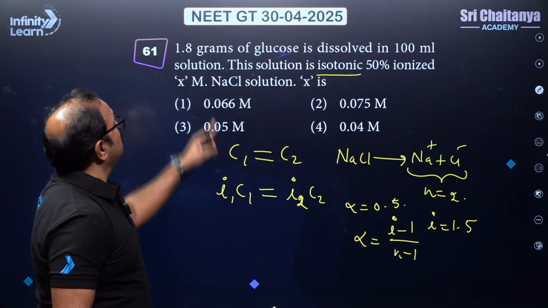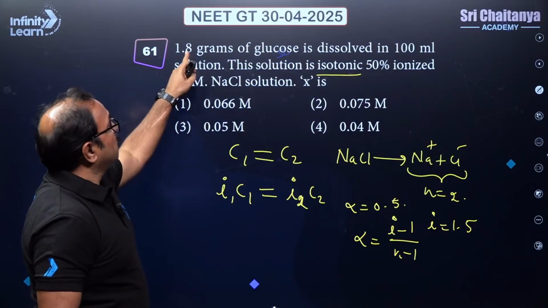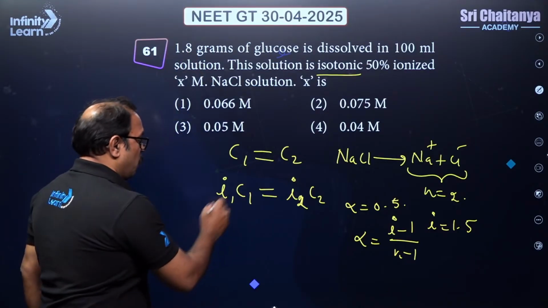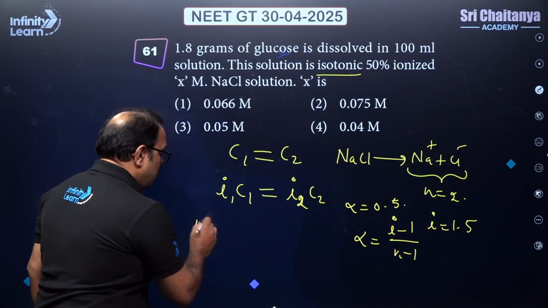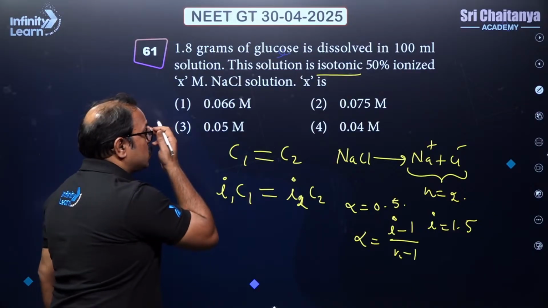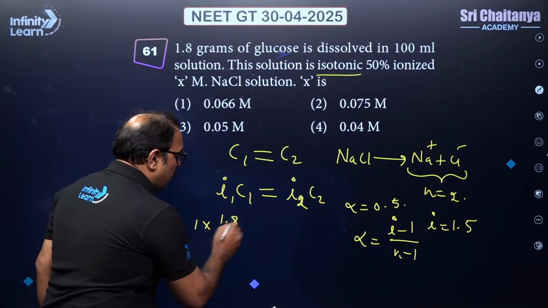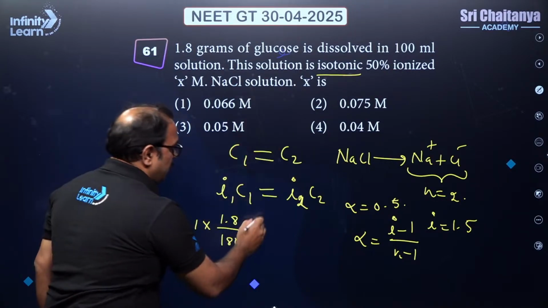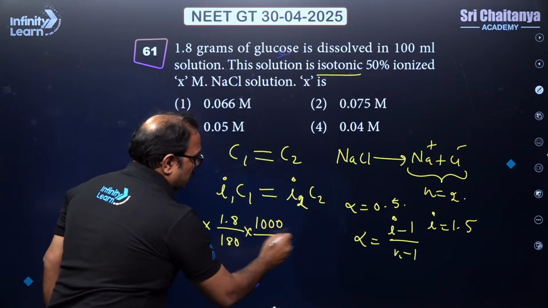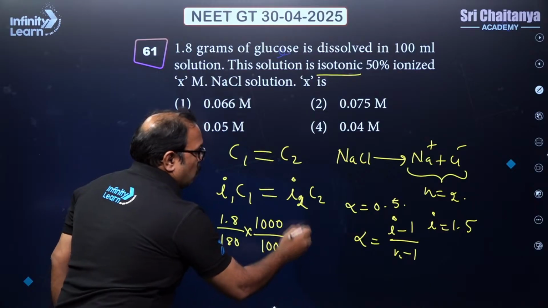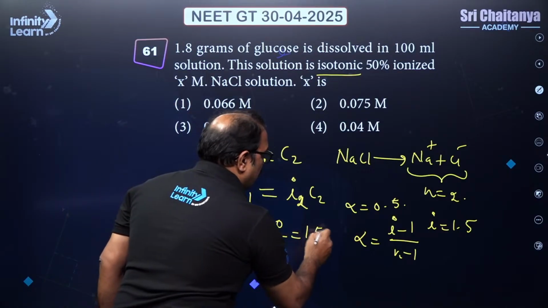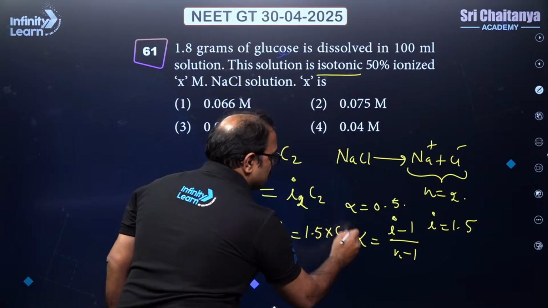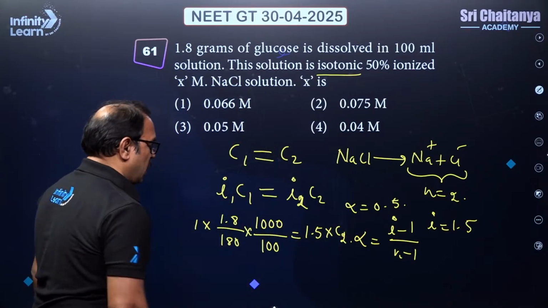And what is the concentration in the case of glucose given? We have mentioned only the weight, so therefore we have to find it out. This i1 value is 1, and find out the molarity of glucose, given weight by molecular weight, into how many ml he has given, that is 100. So therefore it is 100 ml. And what is the i value in this case? 1.5. You find out the concentration in this case. You just work out this calculation.